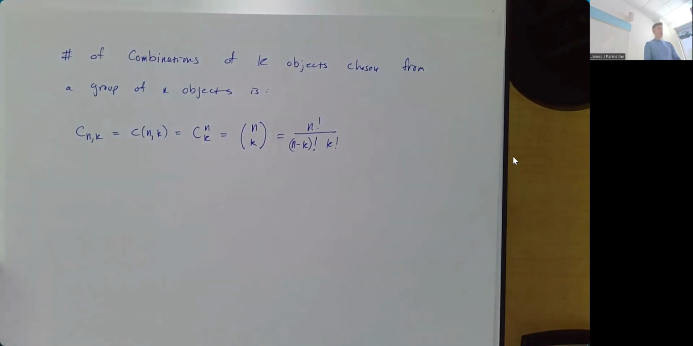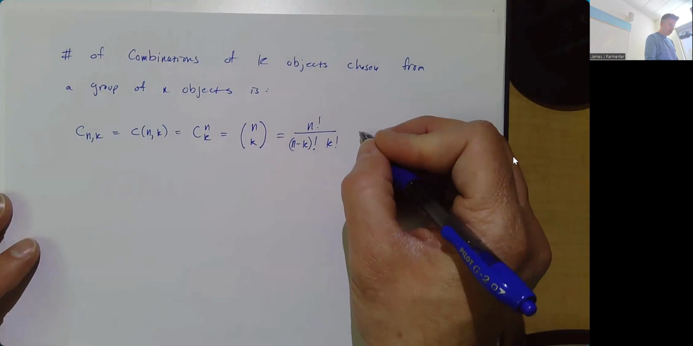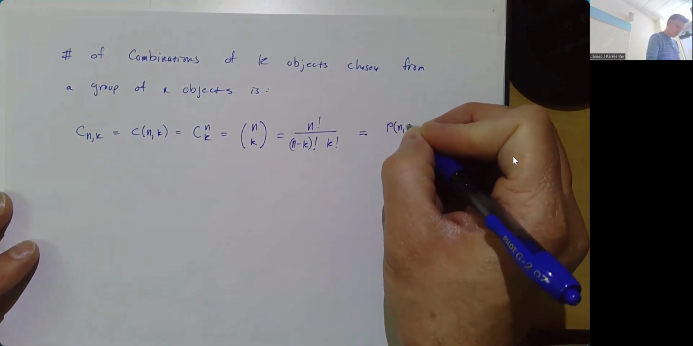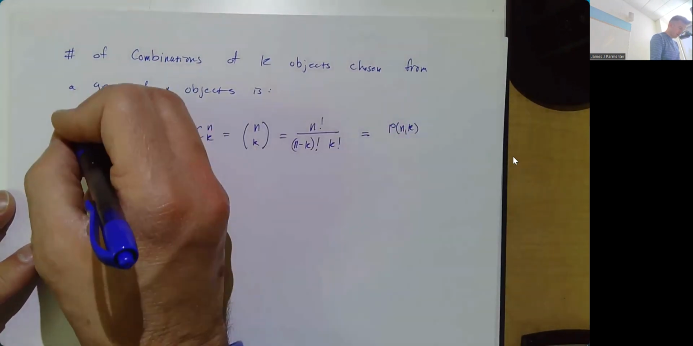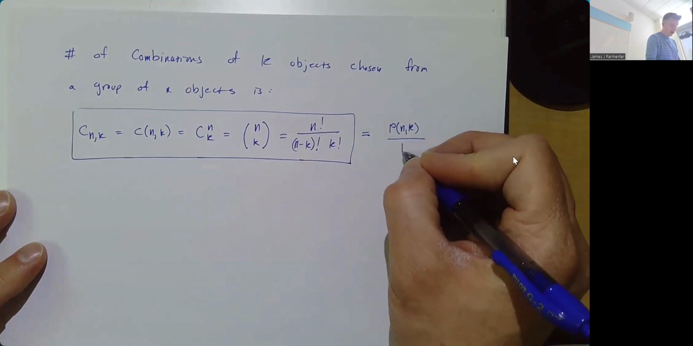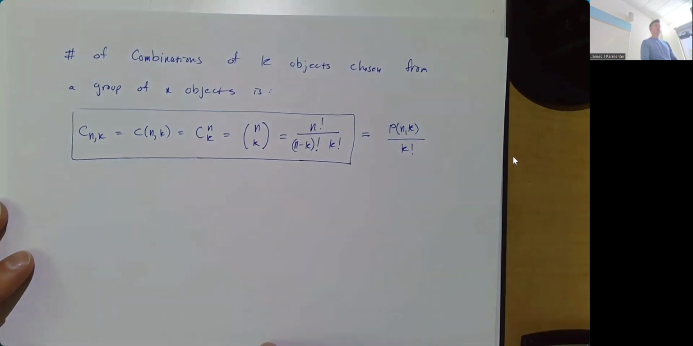And notice, right, this is literally just equal to the permutations. Right, this is what we want. But really, I just want to point out, it's equal to the permutations divided by K factorial. Kind of cool.